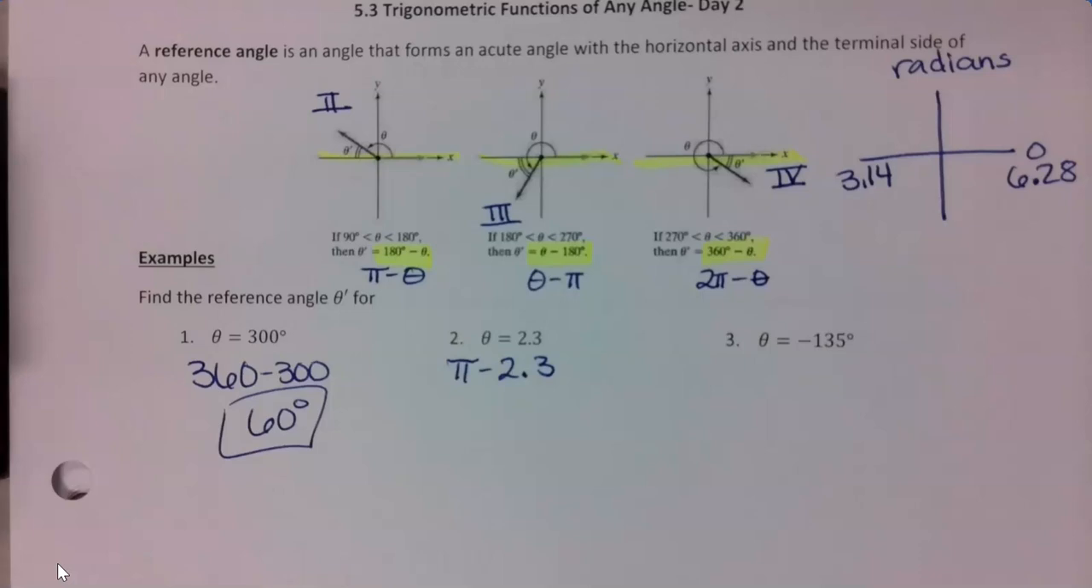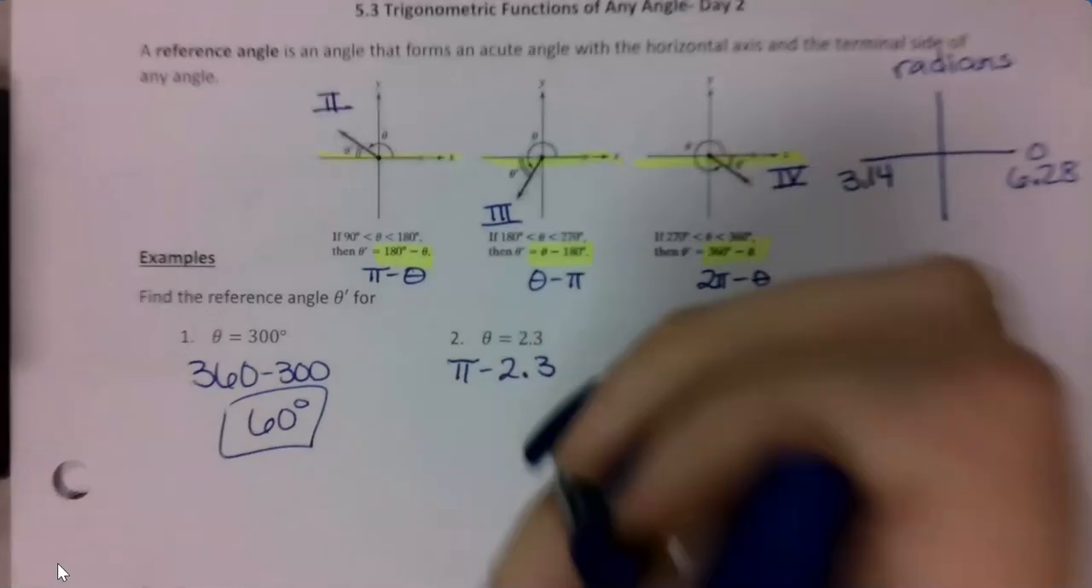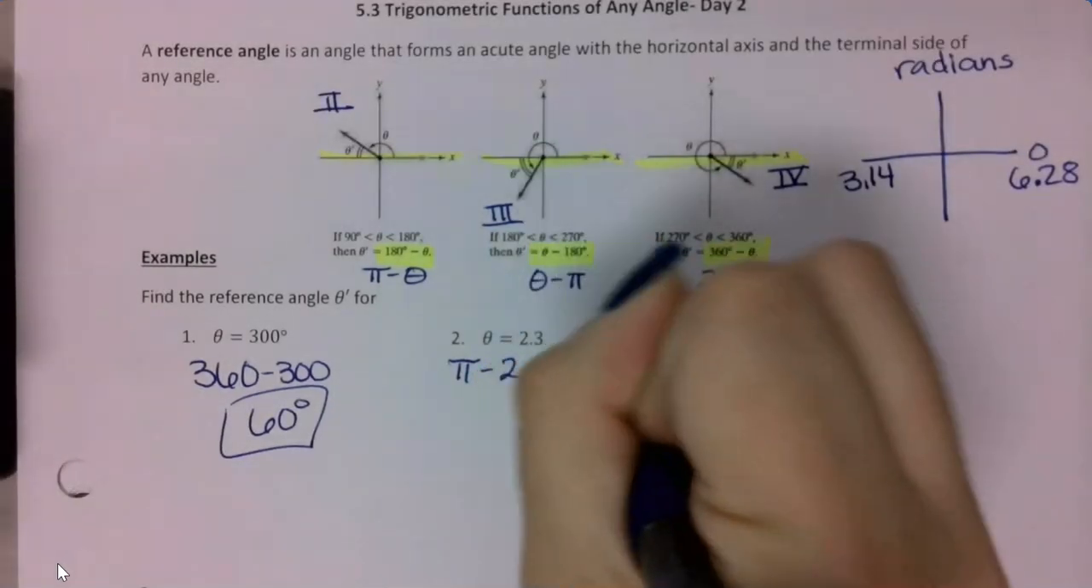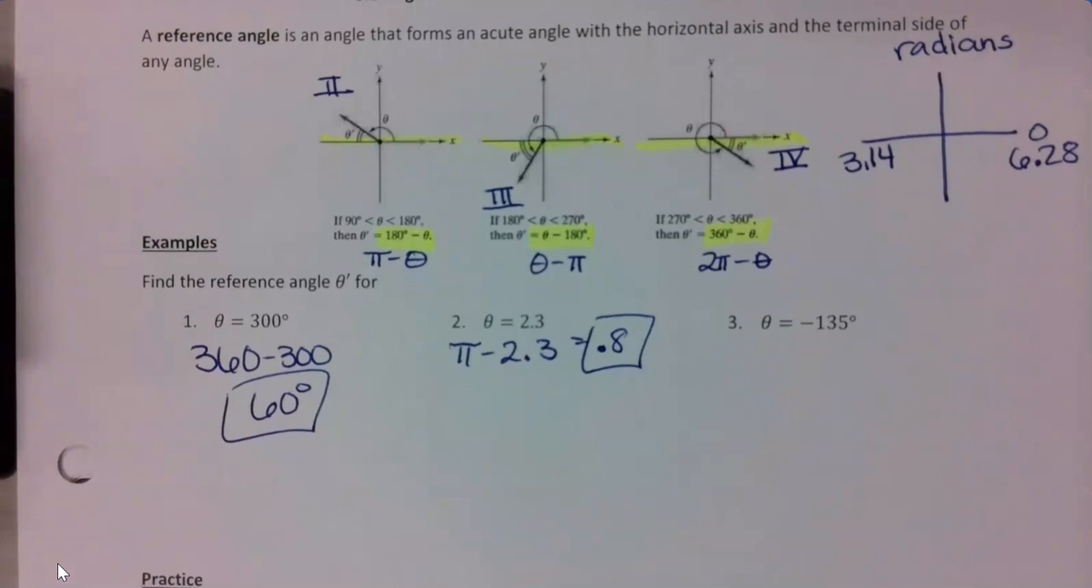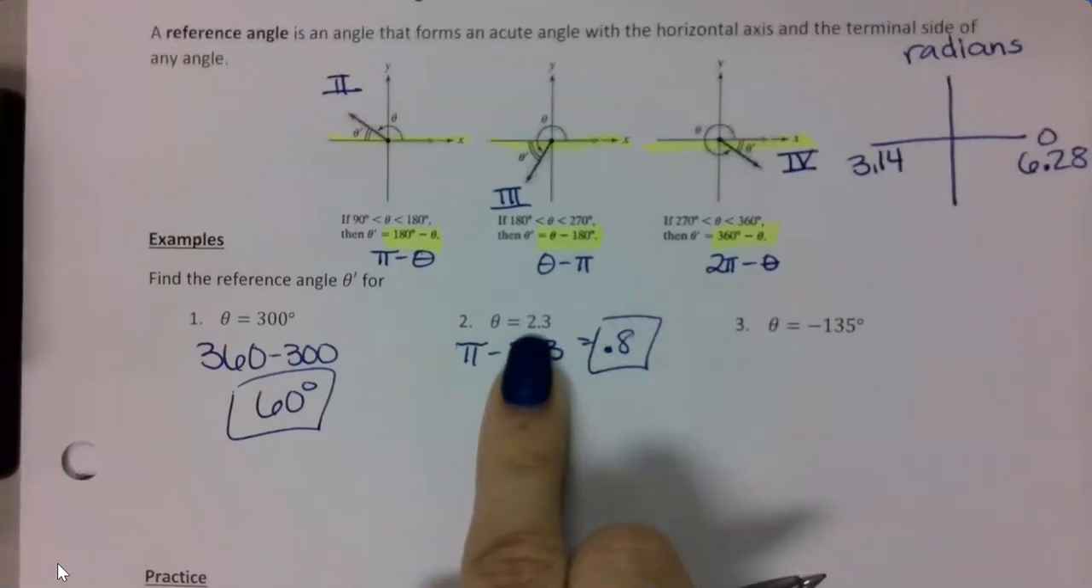1 decimal place. Is it 0.8? 0.8415. Oh, yeah. 0.8. Questions on number 2? No, I want to do 1 decimal place, because the radian was given to me as 1 decimal place. I want to match what they gave me.